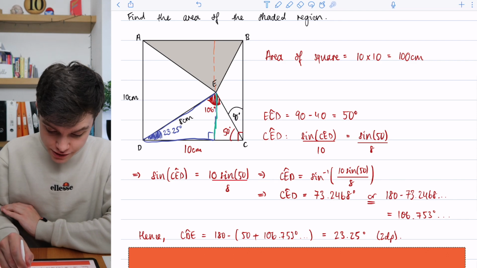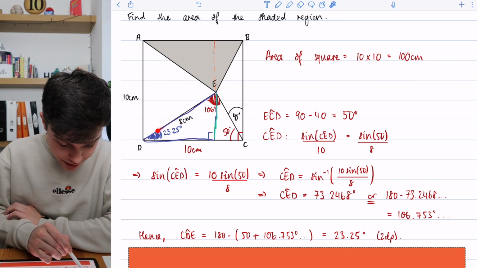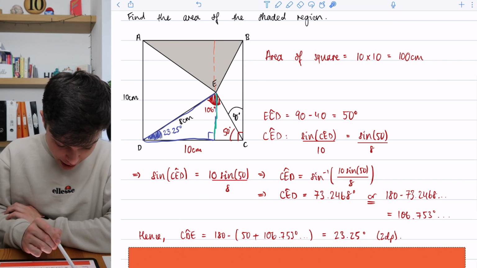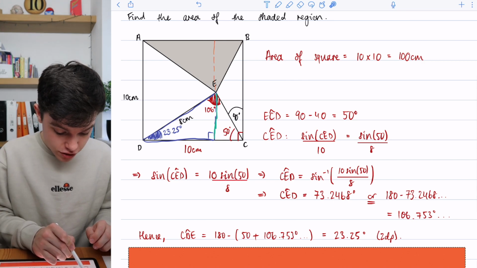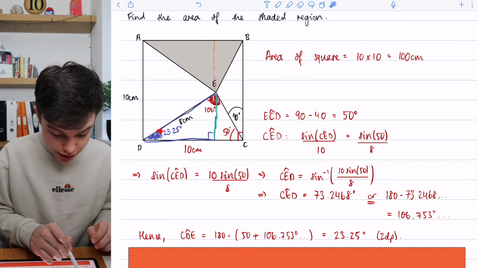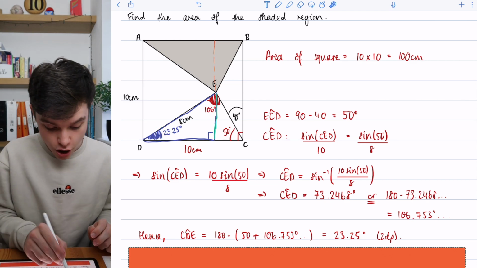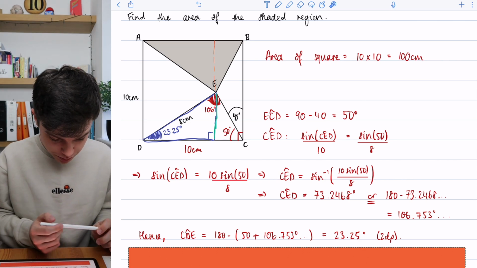So now what we have is a right-angled triangle with two sides. This one is 8 centimetres, and oh sorry, just one side actually. The full side is 10, not that one. We've just got one side of 8 centimetres and an angle of 23.25 degrees. We don't know this angle, don't be deceived. It's the full angle that's 106, not that one there.